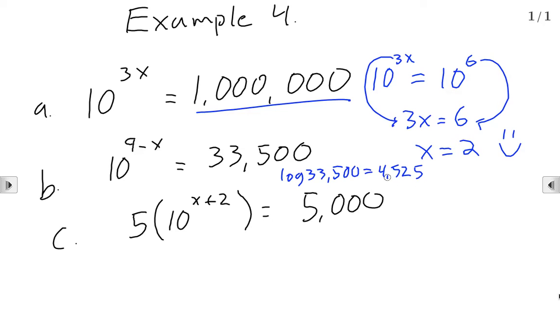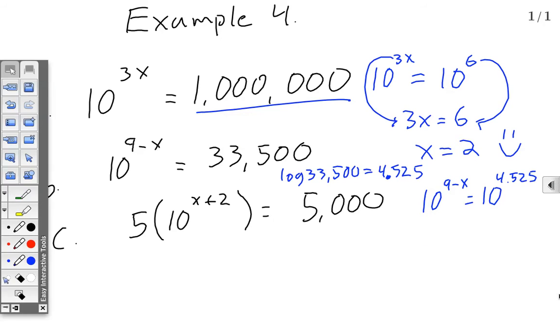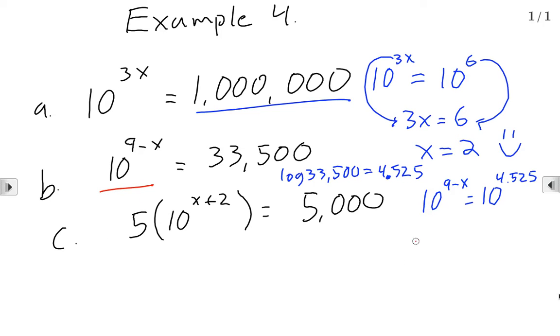3 decimal places is always a good point of accuracy. What that means is we can take this side of the equation, this side of the equation, and rewrite this problem as 10 to the 9 minus x equals 10 to the 4.525. Right? That's what the log feature does. It tells us the exponent we need to rewrite that number. So just so it's clear, this piece right here, that's this piece. And we have our equals, and then this piece is now that piece. Okay, or that term, I should say.